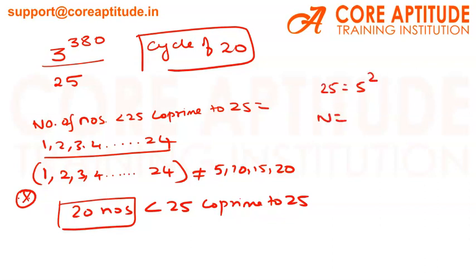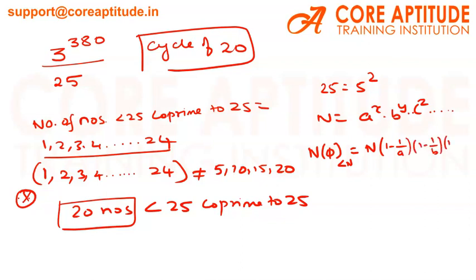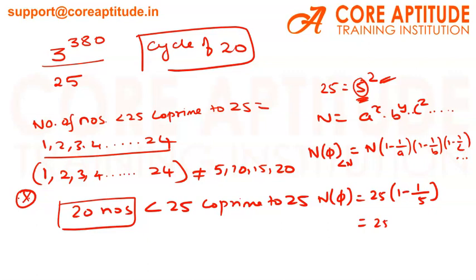A number written in the form a power x, b power y, c power z and so on: the number of co-primes less than n will be equivalent to n into 1 minus 1 by a, 1 minus 1 by b, 1 minus 1 by c and so on, right? So for 25, the number of co-primes will be 25 into 1 minus 1 by 5. I will not consider the square, I will consider only the prime numbers in the base. So 25 into 4 by 5, you will get 20.